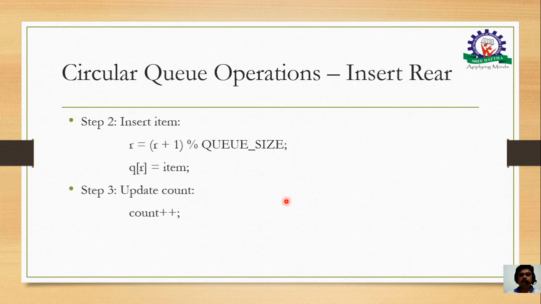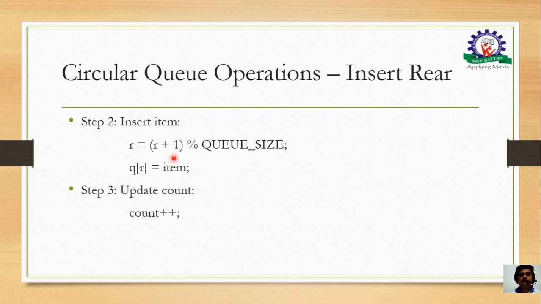Step number 2: if the condition fails, that is, if count is not equal to the queue size, then the second step is to insert an item. Before inserting an item, first I will increment r, and then the modulus operation of queue size will be applied. So this second recommended statement of incrementation of r is considered.